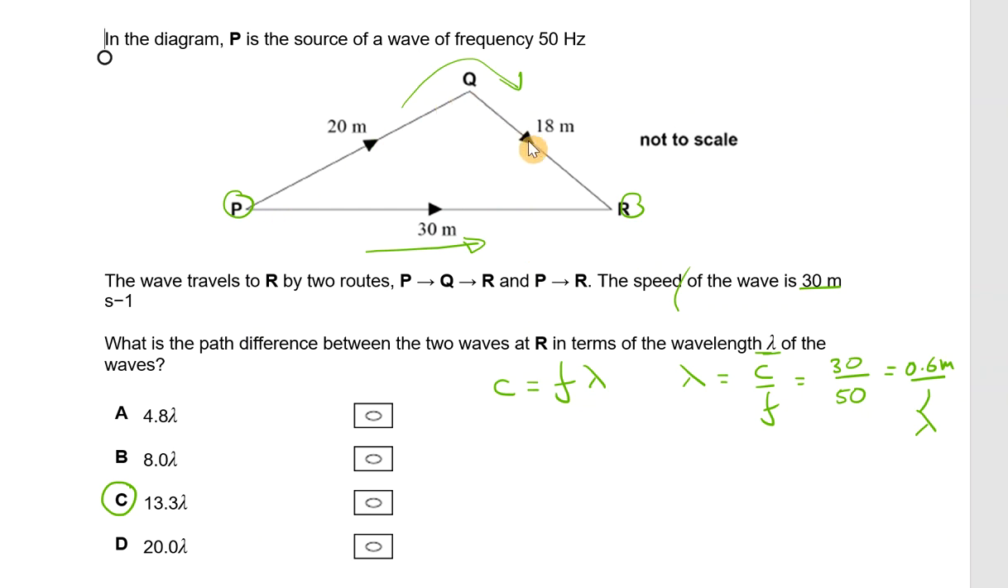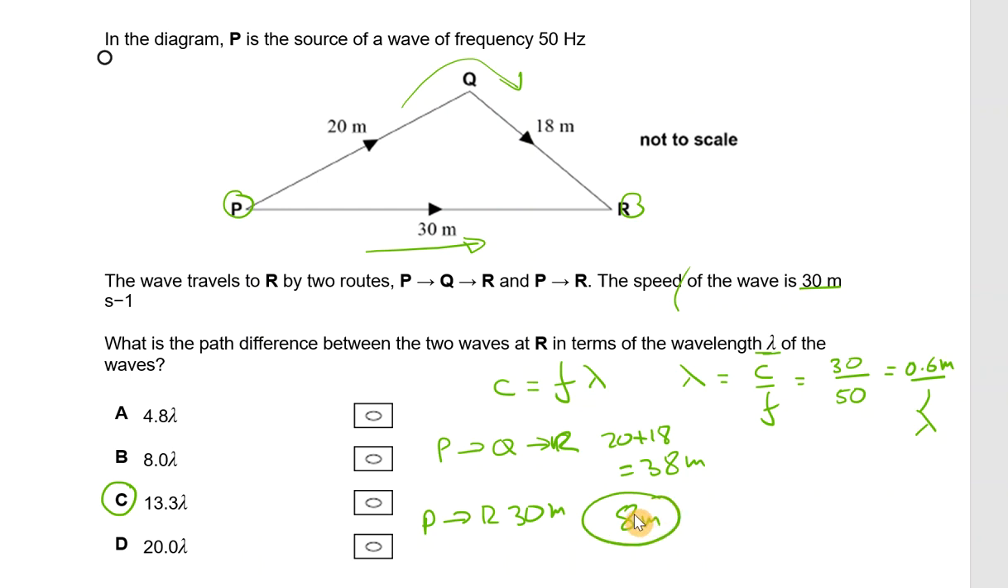Now let's see how far it has to travel. If it goes from P to Q to R, it has to travel 20 plus 18 meters. It has to travel 38 meters. If it goes directly P to R, it only travels 30 meters. So the difference between those two is 8 meters.